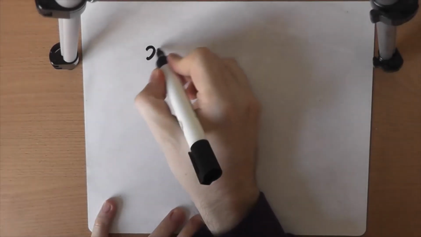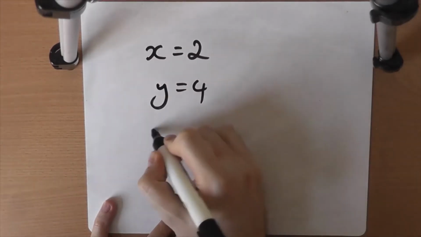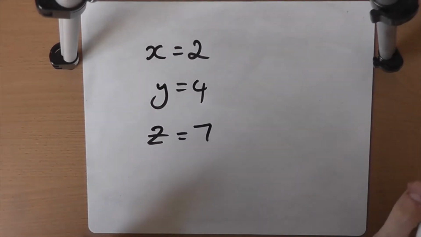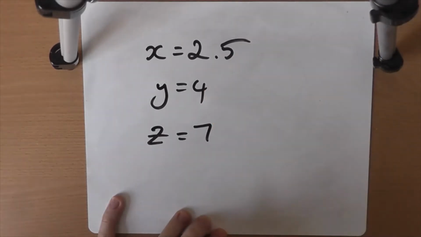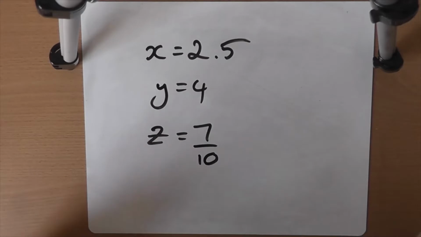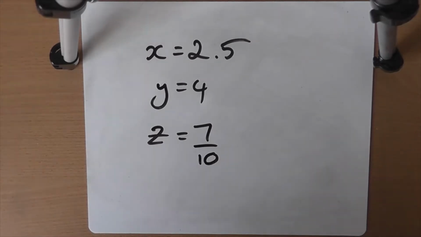So far, whenever we've had a letter, we've used it to represent a single numerical value, something like, say, x equals 2, y equals 4, z equals 7. And it didn't matter what number it was. We could have had something like 2.5 instead of just 2, or 7/10 rather than just 7. It doesn't really matter, but we've used our letters to code for a particular single numerical value.